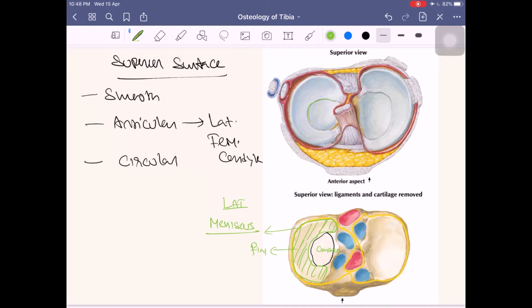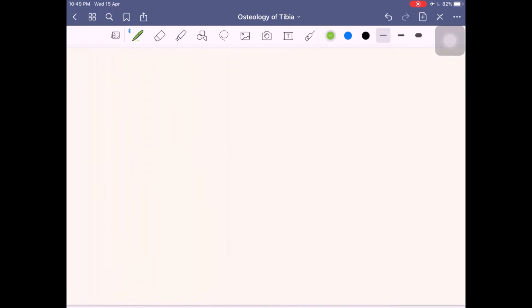So here you can see this is your lateral meniscus, this entire thing that you are seeing, and this is covered by your hyaline cartilage. So this is about your superior surface. The superior surface is all about your lateral meniscus.